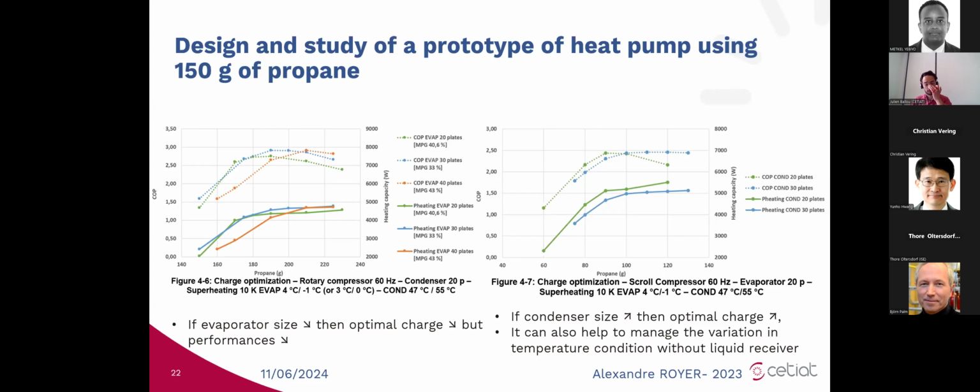The idea also was to try to have as few components as possible in the circuit. So I think for this one no liquid receiver was used. It was only tested in heating mode, so no reverse cycle. So the idea of having a condenser that is a bit bigger than what's really needed could be interesting to remove the liquid receiver.